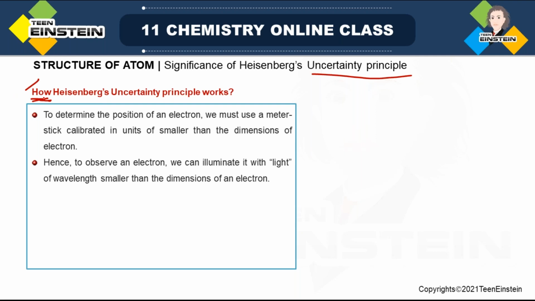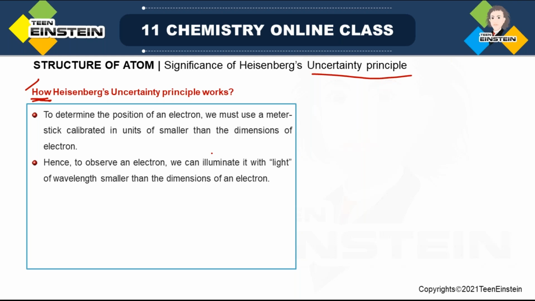Remember, suppose you want to measure anything, not necessarily an electron. When you are measuring something, you need some meter stick, and the graduation of the meter stick should be such that it is suitable for the object that you are going to measure. The graduation present in the meter stick must be smaller than the length that you are going to measure.